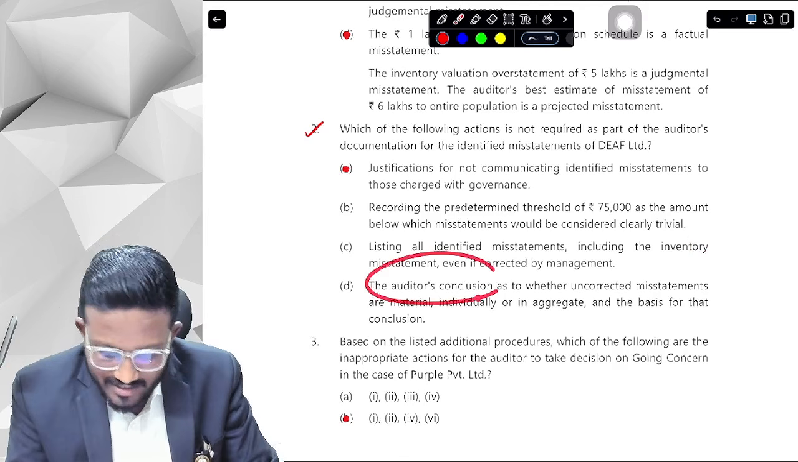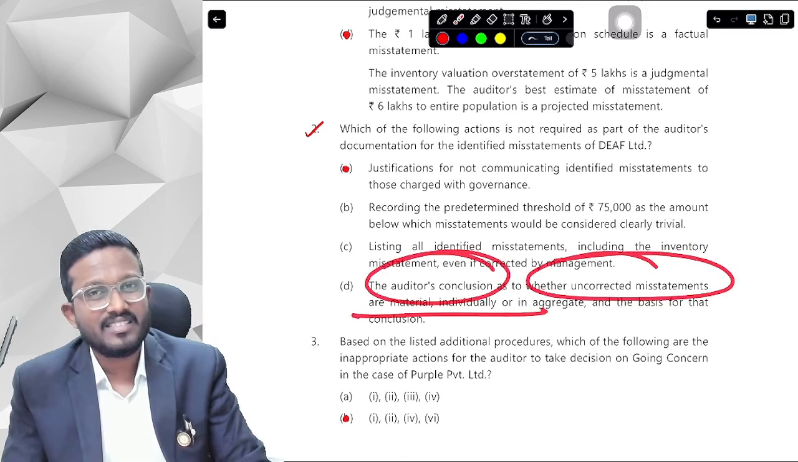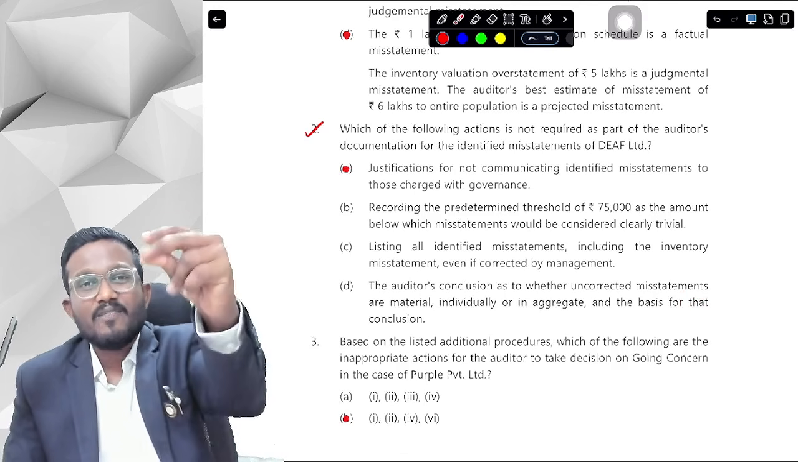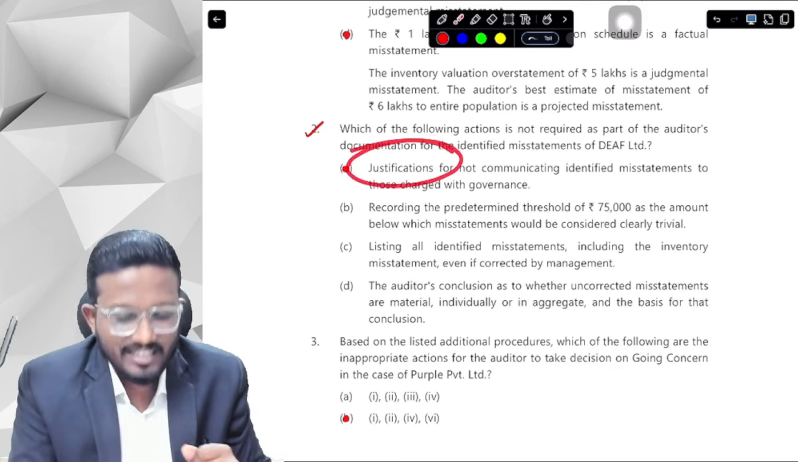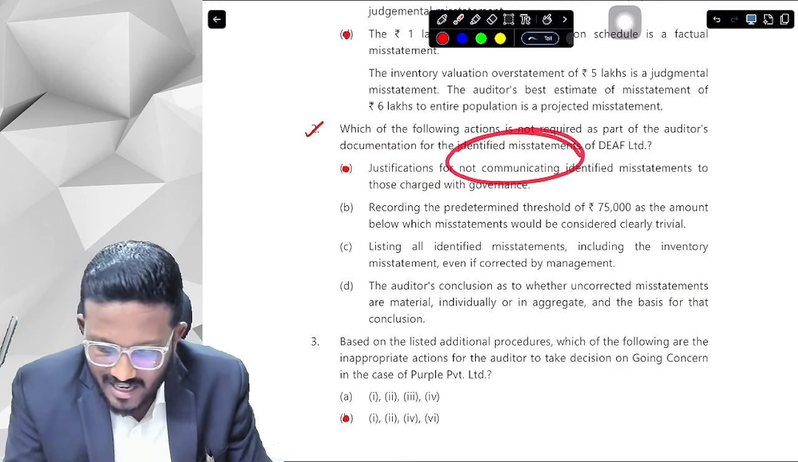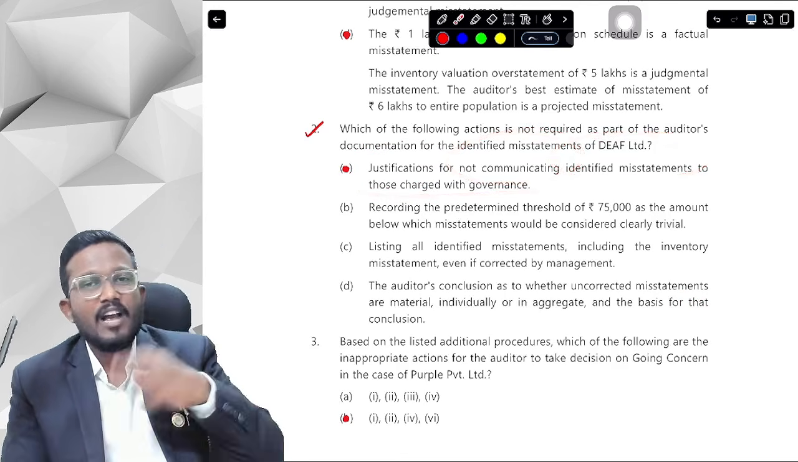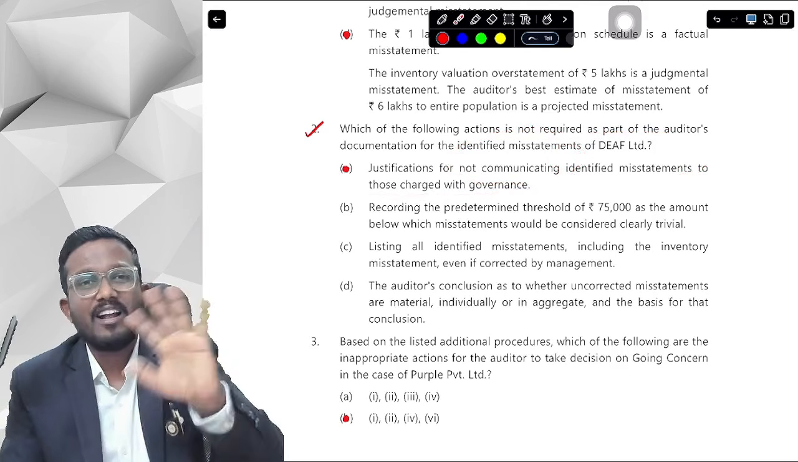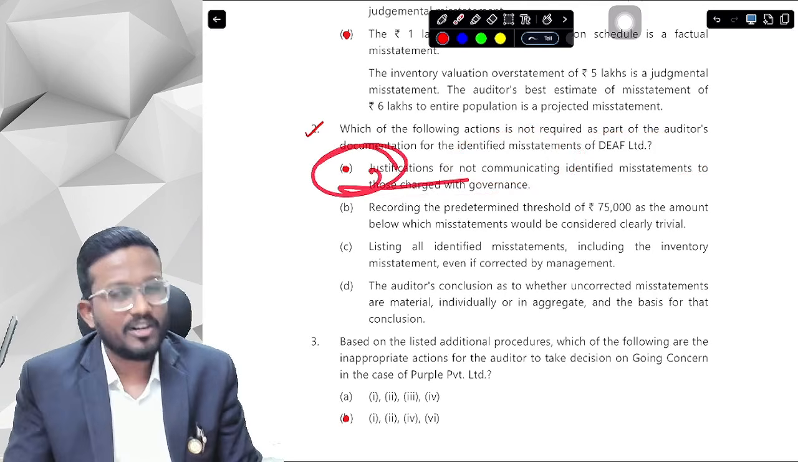And third is, what is our auditor conclusion, whether the uncorrected misstatements are material or not? Yes, we include this conclusion as well in our documentation. Then what do we not include, sir? First of all, the justification for not communicating identified misstatements to TCWG. If we have not communicated any identified misstatement to TCWG, then we do not have to justify it in our audit documentation. So this is not included in audit documentation.